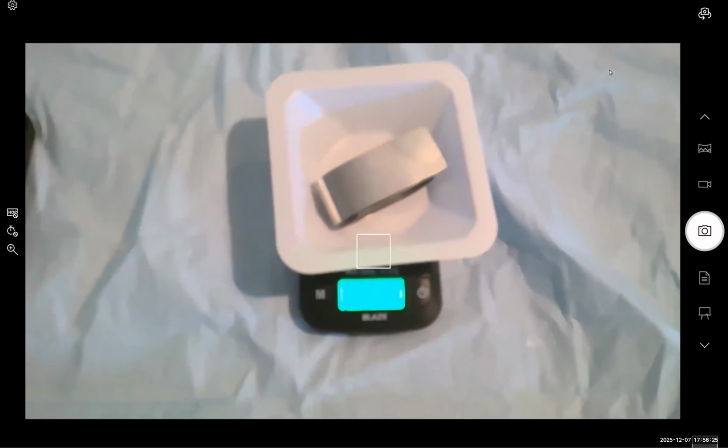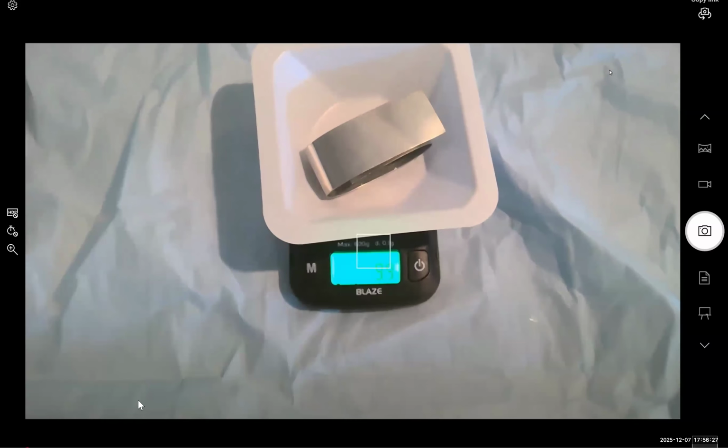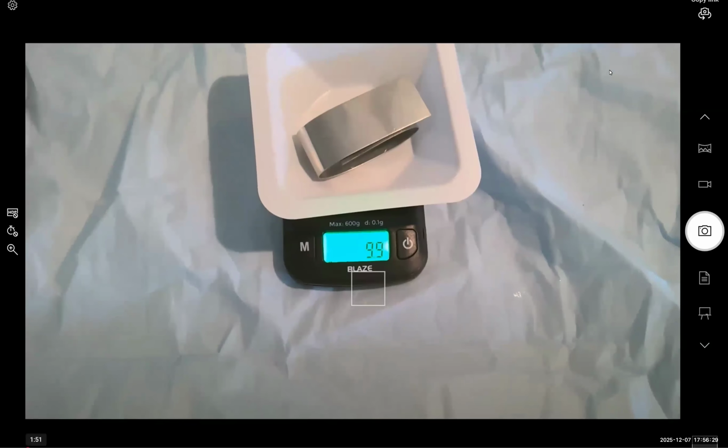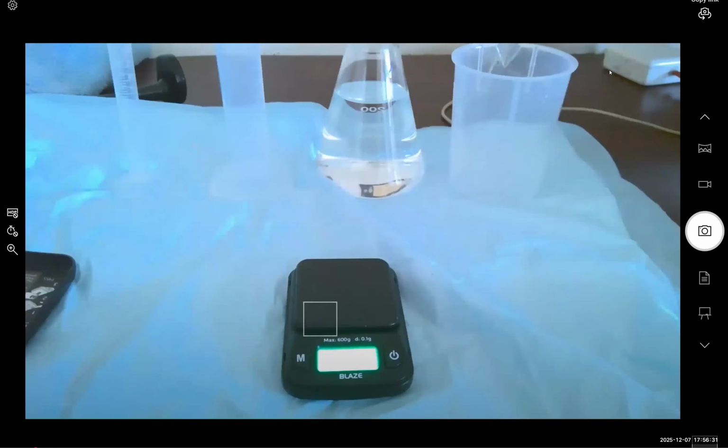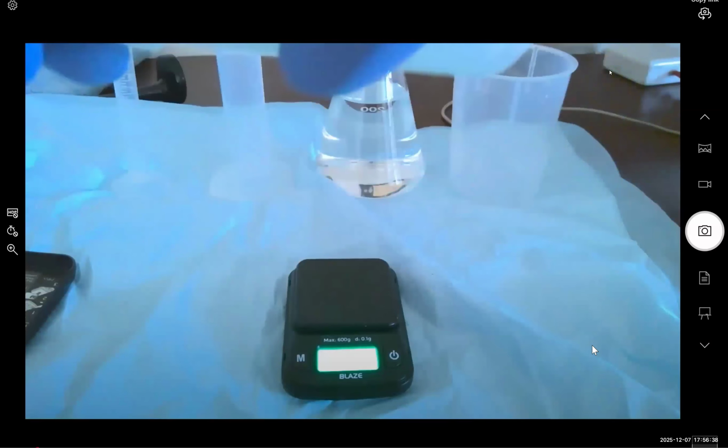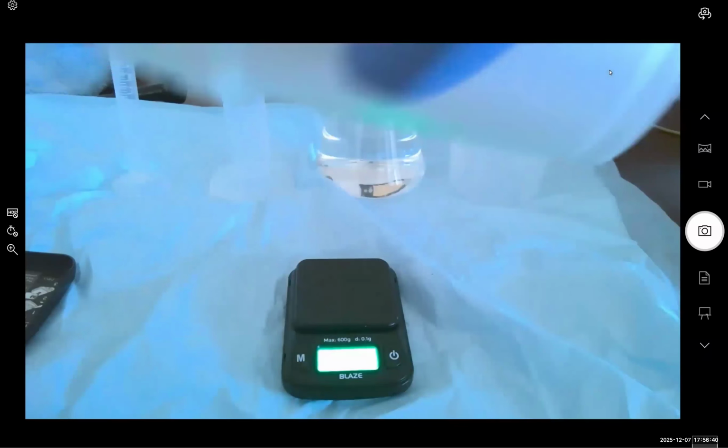So we've weighed out our metal piece. We've recorded the mass. And I would encourage you to watch the video in full with narration, but I'm going to be providing some narration as part of this real-time walkthrough.